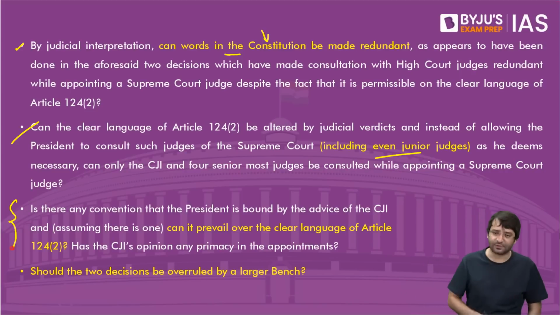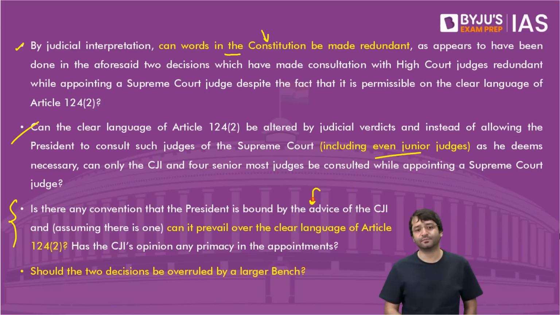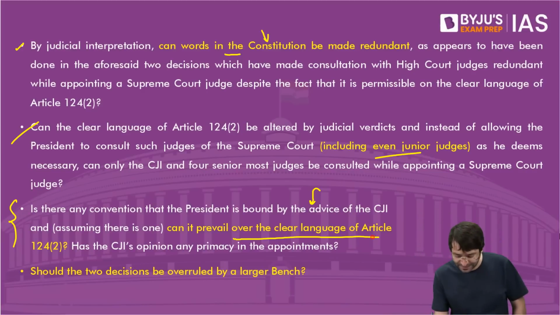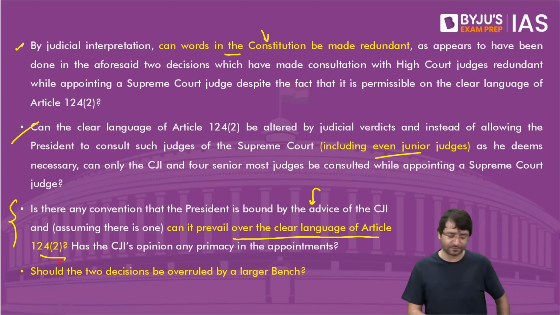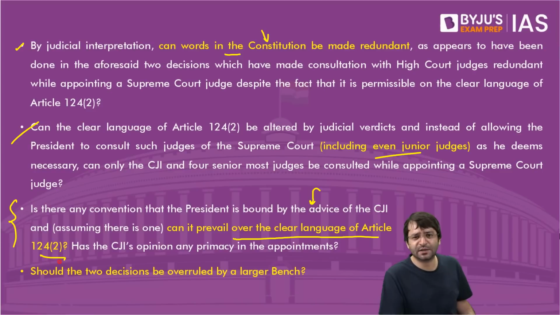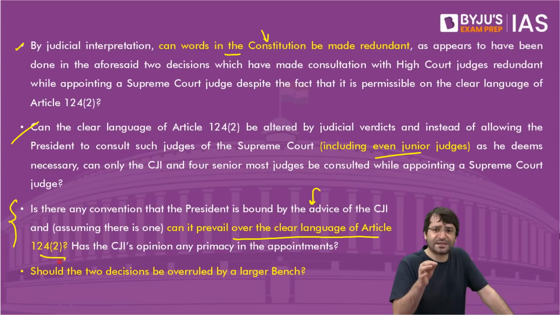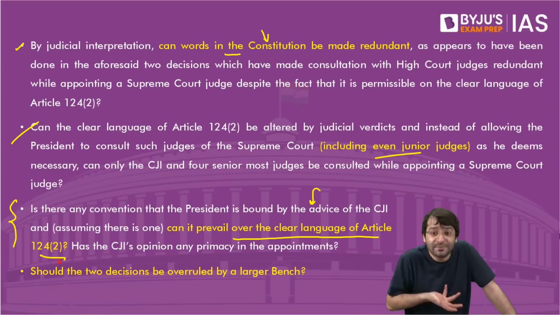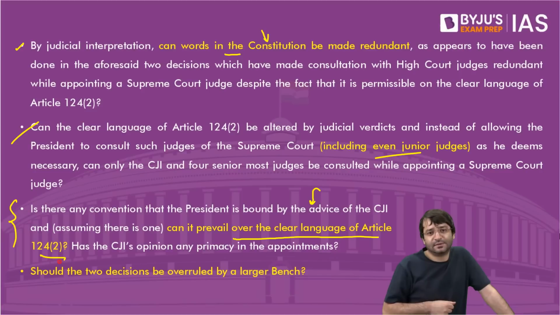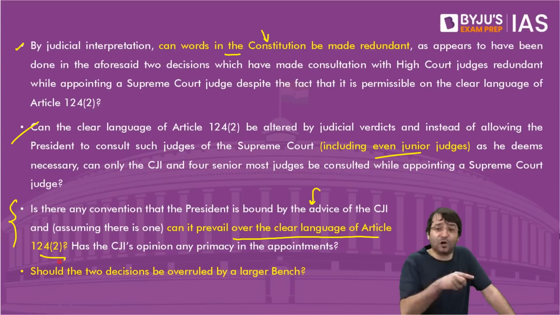Is there any convention that the President is bound by the advice of the Chief Justice of India to prevail over the clear language of Article 124? Article 124's language is clear. While appointing a judge to the Supreme Court or High Court, the President shall consult such of the judges of the Supreme Court and High Court as the President may deem necessary. And now you're saying, no, you have to consult. And on top of that, that consultation is concurrence. On top of that, that is binding.